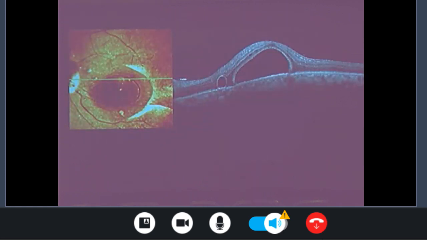Question 5. This is post-vitrectomy for rhegmatogenous retinal detachment. What is the diagnosis? And what is the treatment? This is after treatment.